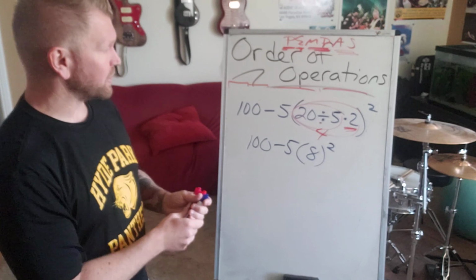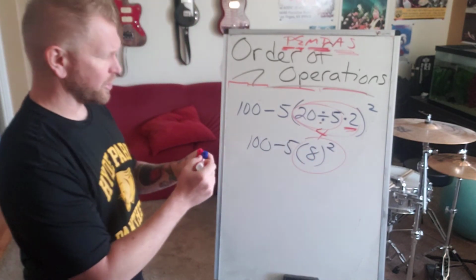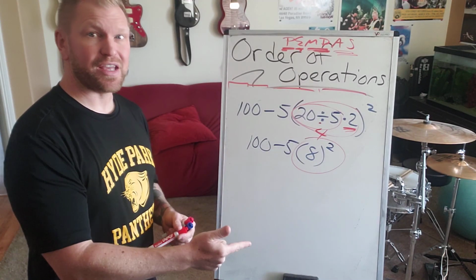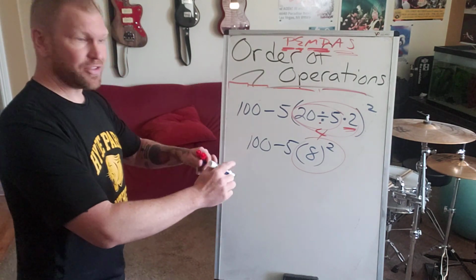Step 2 is exponents. This problem does have exponents. So we're going to have to do that step right there. Okay, so that's 8 to the second power, which means 8 times another 8. What's 8 times 8? 64. So we're going to bring everything down.